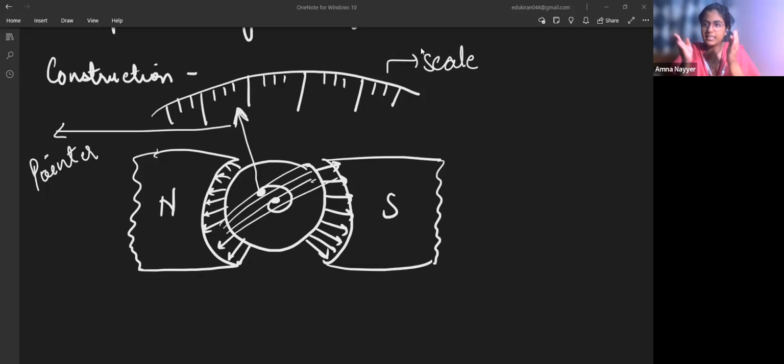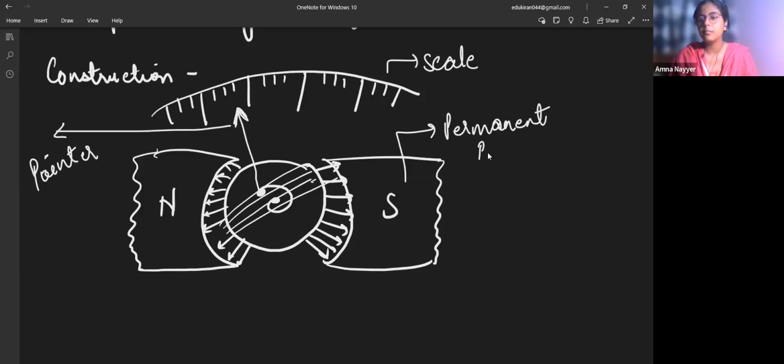So concavities are made. These are the permanent bar magnets. Now, why are they carved in the form of concavities? The reason is that we have in the center a soft iron core. This is a soft iron core.